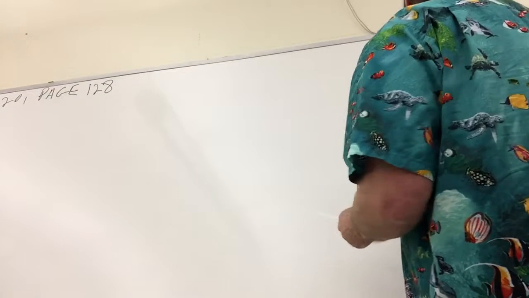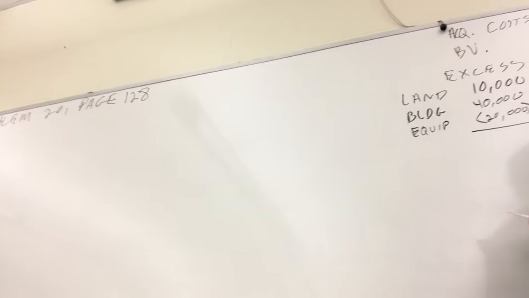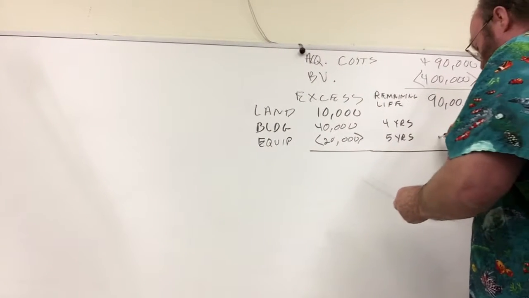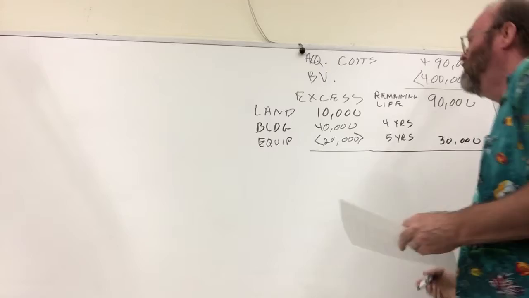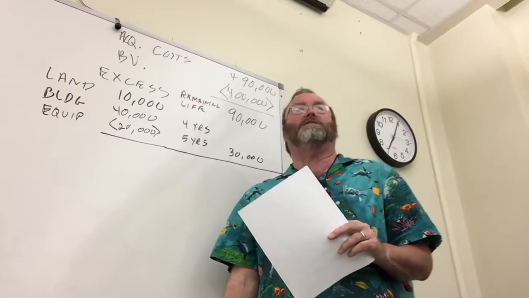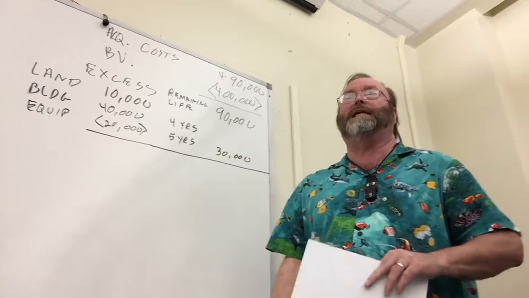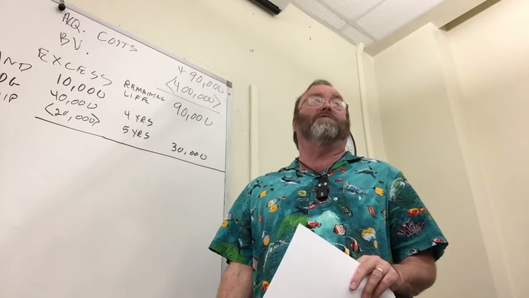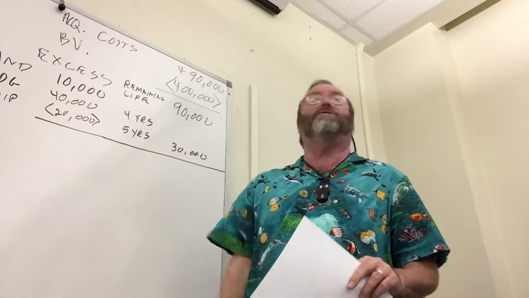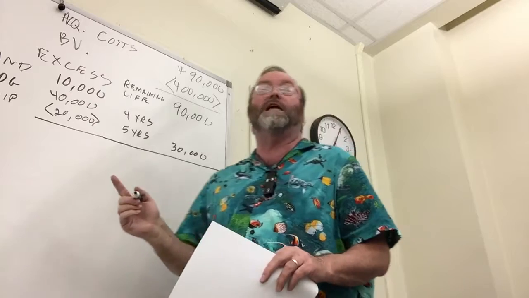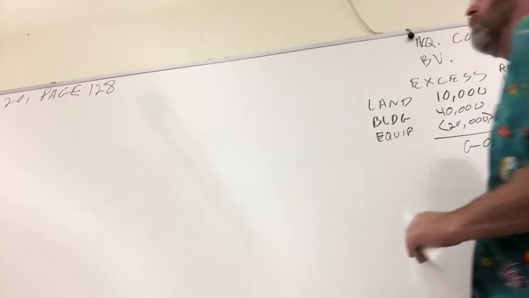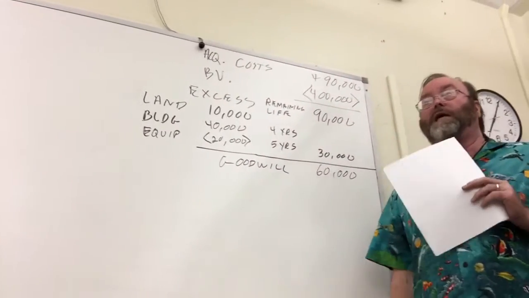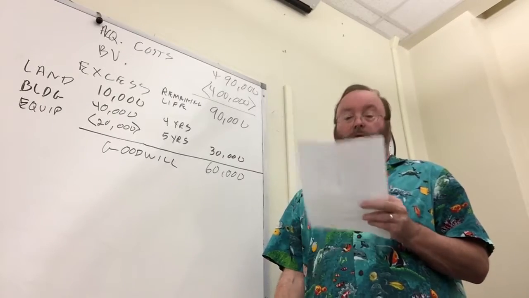All right? So if you add all that up, you get $30,000. That's the total of specifically identified assets with a difference, not necessarily an excess, a difference between fair value and book value. So 10 plus 40 is 50, minus 20 is $30,000. So what does that leave you? $60,000, which is what? Goodwill. All right, everybody good so far on the calculation of goodwill? Okay.